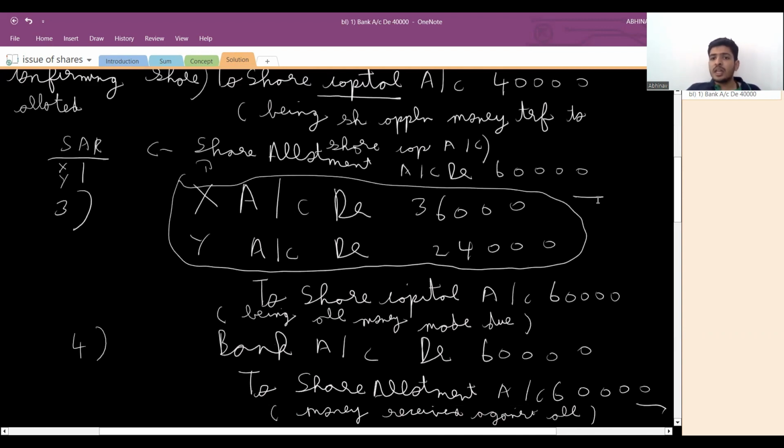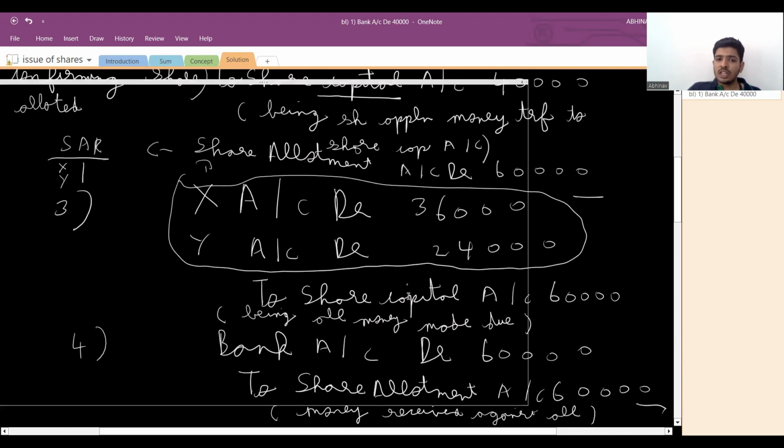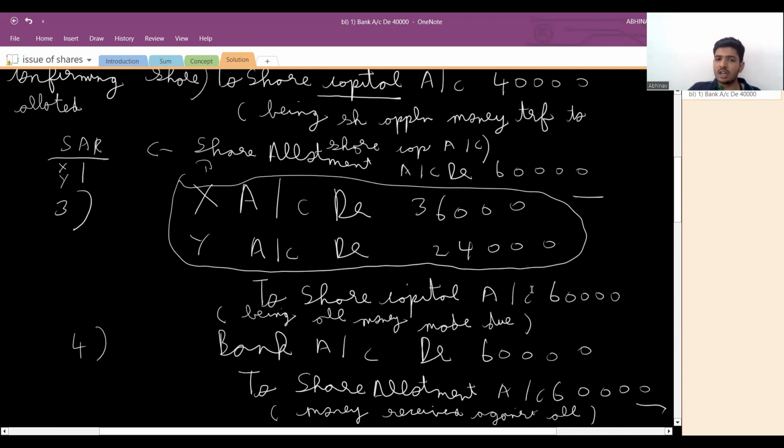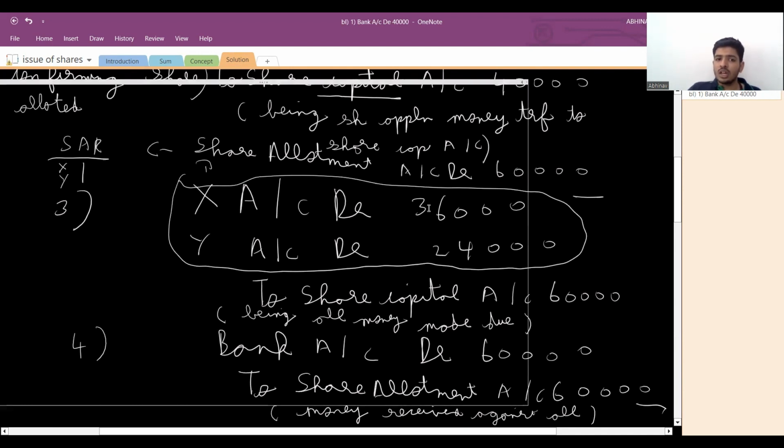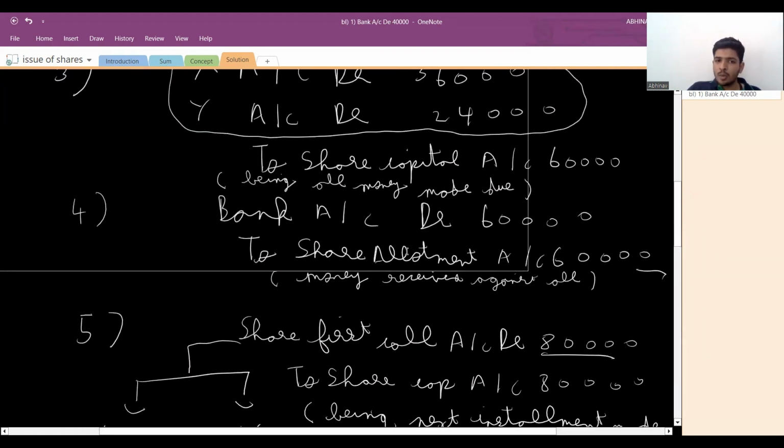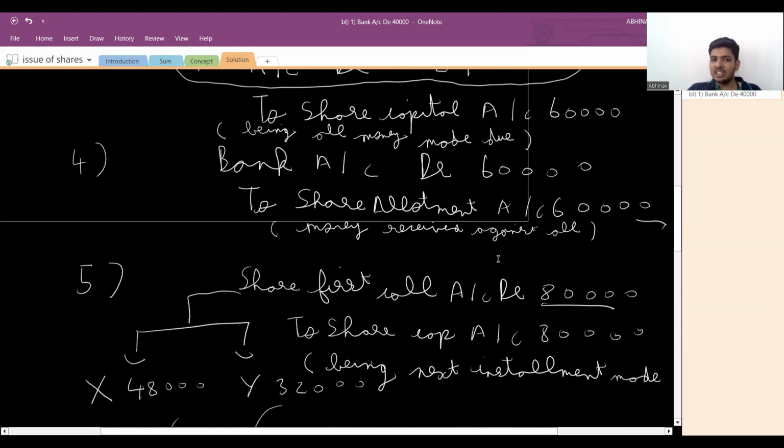Now it's time for the company, since X and Y have become part owners, the company has a right to claim or make the next entry due. So for the next installment, the company wants to increase their share capital by 60,000. So they are making X and Y's accounts due by 36,000 and 24,000. Since their names won't be written separately, it's merged together and written under share allotment. Then X and Y pay the amount. So share allotment gets reduced, bank increases. Their claim is reduced and the bank account increases, and the balance sheet tallies.